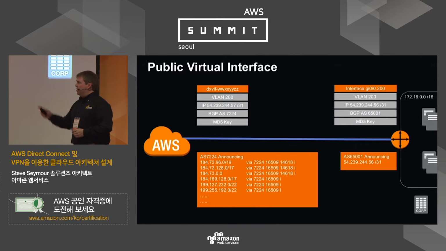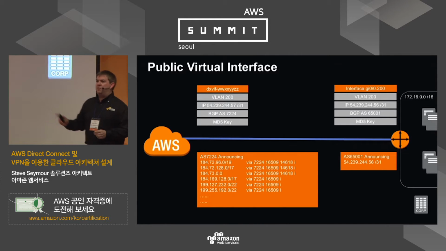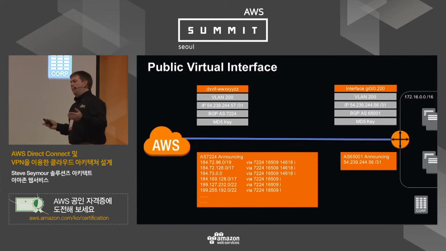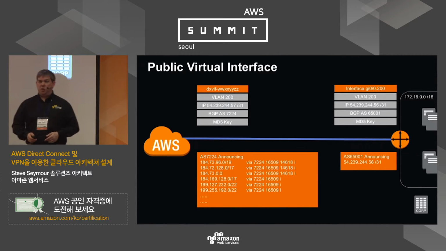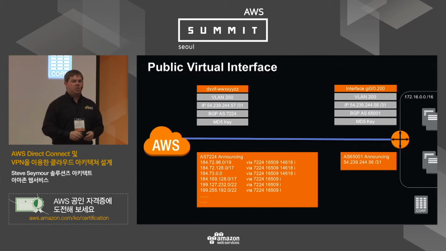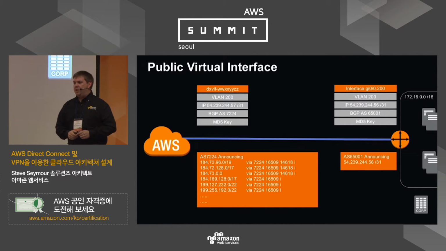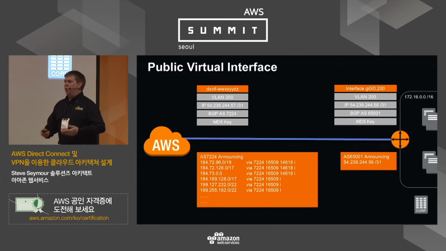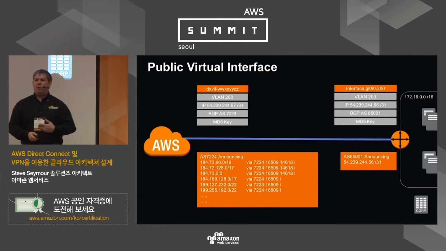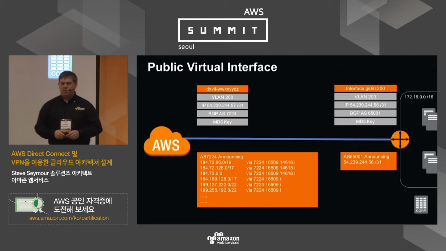But a key difference here is rather than receiving a single prefix from AWS, we're going to be announcing all of the prefixes for the AWS region. So this could be 10, 20, 50, 100, depends on the region. From your side of the connection, from the customer, you can announce to us your public IP addresses, and we will verify that you own those public IP addresses before we allow you to announce them to us. So this is what a public virtual interface looks like.